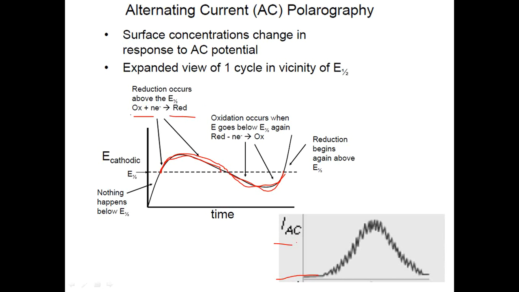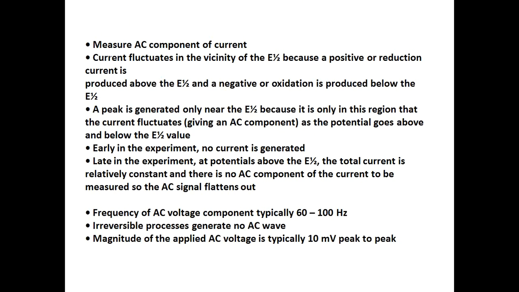So the important thing here is that the system that can be used here is only one which can undergo a reversible reaction. Non-reversible reactions cannot be carried out using AC polarography. Only reaction systems which have a reversible process can be used in AC polarography. So the measure of the AC component of current is done.